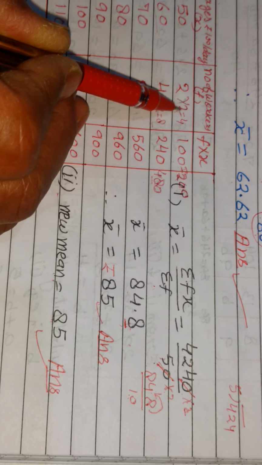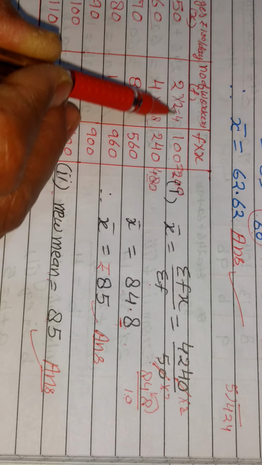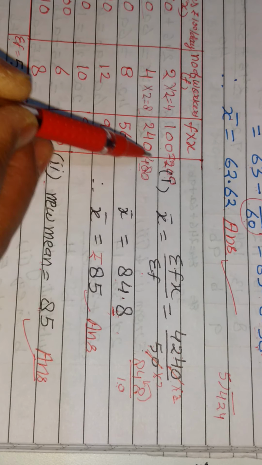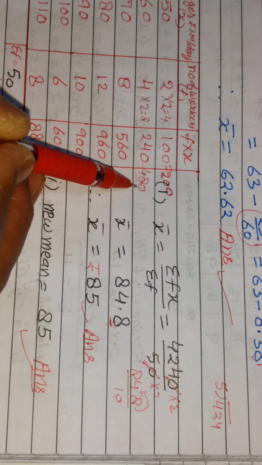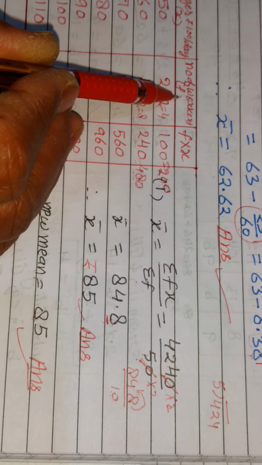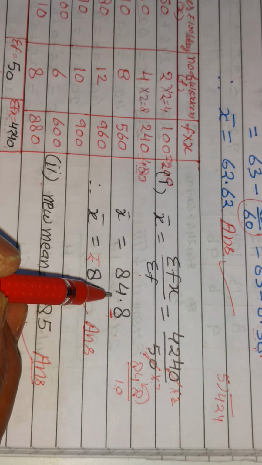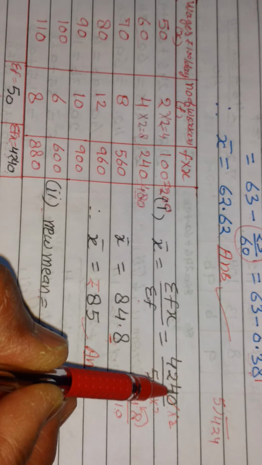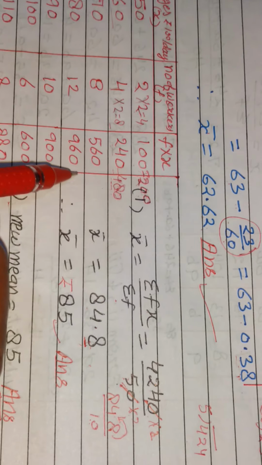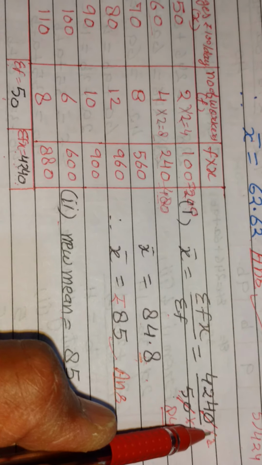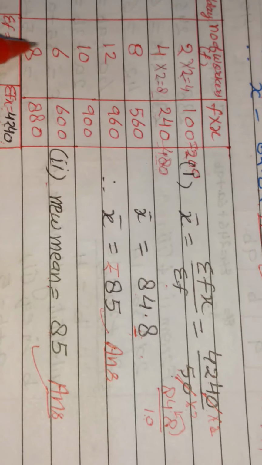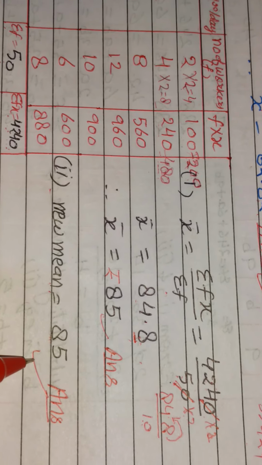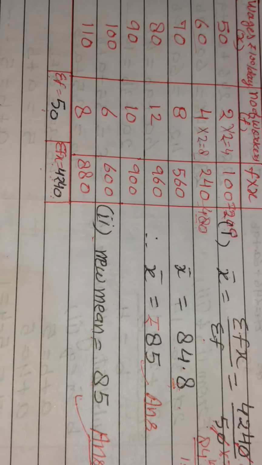See, when you are doubling it, the workers are also doubling. See, 2 is becoming 4, 4 is becoming 8. In the same ratio, 100 is also becoming 200, 240 is becoming 480. So this is also increasing in the same way. So if you find mean equal to sigma fx upon sigma f, so 4240, this is also increasing in the same way. You multiply, it will become like this 2, and this also will be multiplied by 2. So the 2 will get cancelled, the answer will come same. So the new mean will also be equal to 85.